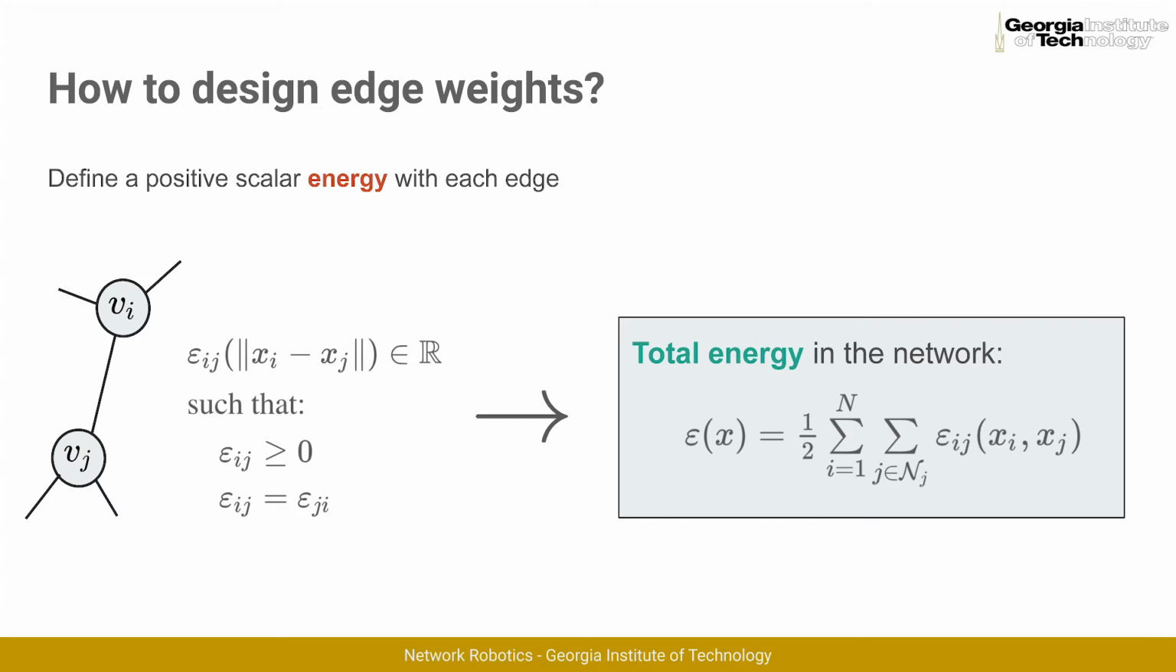If we associate an energy to each edge in the graph, the total energy of the graph can be computed as 1/2, because we don't want to count edges twice, times the sum of the energy between each node and its neighbors.